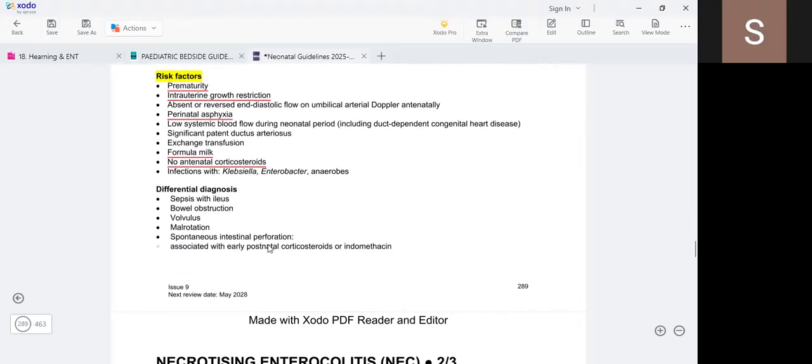Most common infectious agents: Klebsiella, Enterobacter. Differential diagnosis is also important: sepsis with ileus, bowel obstruction, or volvulus. Another important differential is malnutrition.